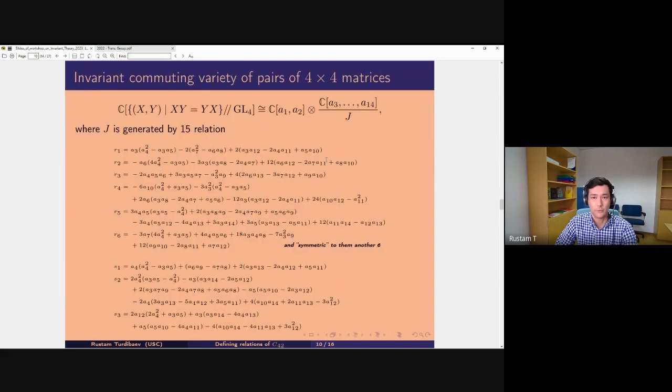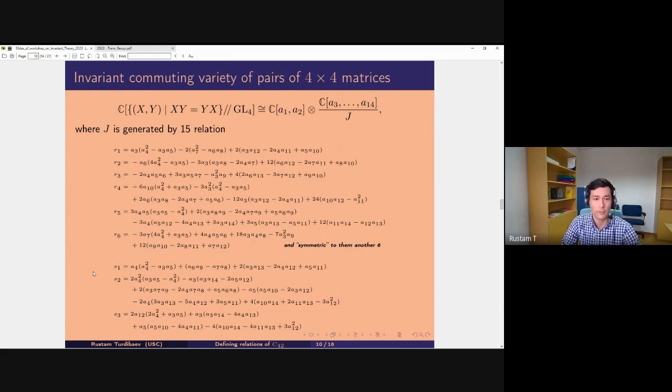And so once we make all these generators starting from 15 zero in our ideal of relations, we recover the ideal generated by these 15 relations, which we also found by some other methods in a paper that is already on arXiv about Calogero-Moser spaces and the invariant commuting variety. So here I have six polynomials, and then the symmetric six are added, and three which are sort of symmetric up to the action of changing x and y.